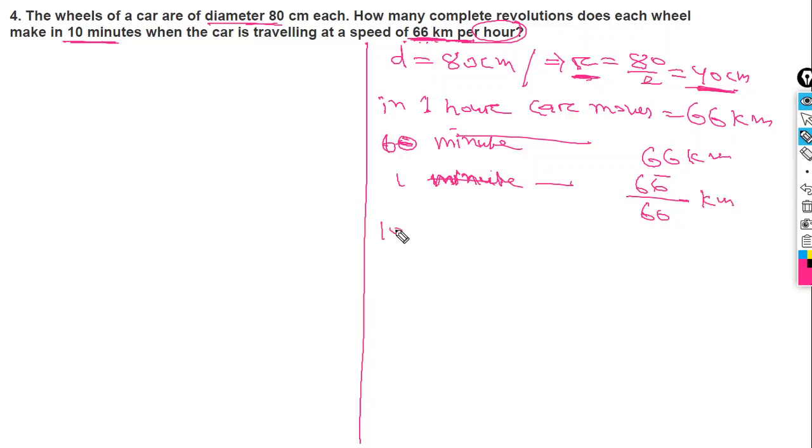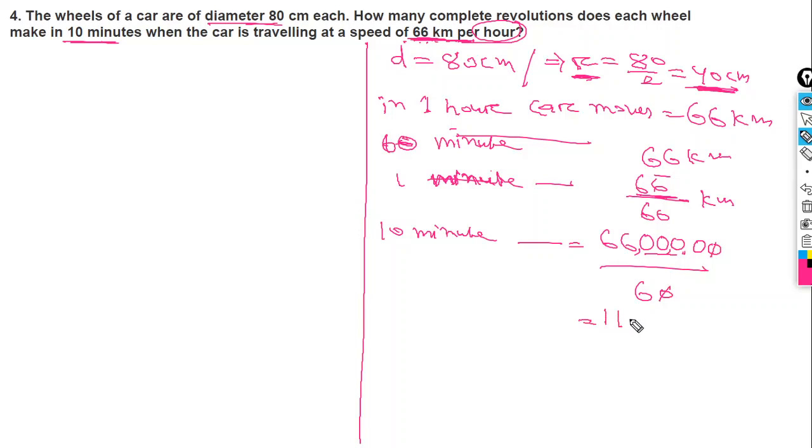Then in 10 minutes the car will move 66 kilometer, and you can make it to centimeter because you have centimeter here. First you make it meter. 1 kilometer equals 1000 meter. Then you can put another 2 zeros for centimeter. So here you have this much divided by 60. Now you can cancel it, which will be equal to 11.